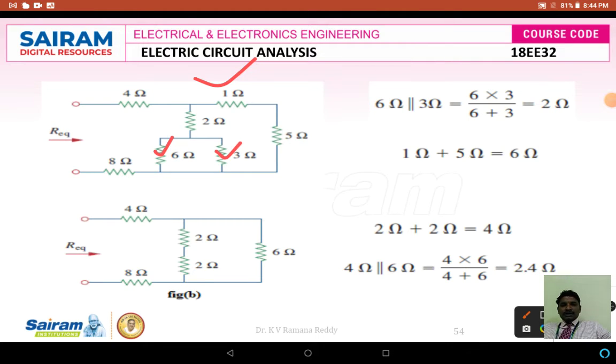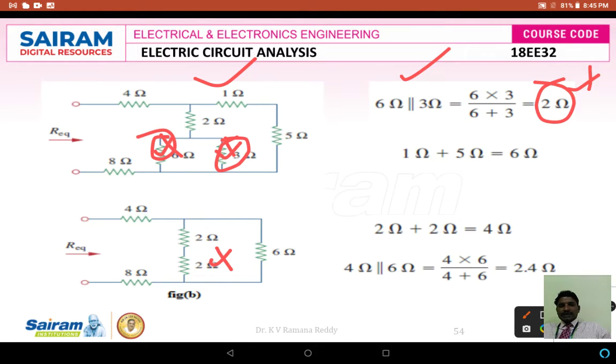Therefore, the equivalent resistance when the resistors are connected in parallel, like 6 ohms and 3 ohms, is 6 into 3 divided by 6 plus 3, it becomes 2 ohms. 18 divided by 9: 9 ones are 9, 9 twos are 18. So the equivalent resistance is 2 ohms. Now I am going to replace this 6 ohm and 3 ohm resistor with a 2 ohm resistor. This is the way I am reducing the complexity. Instead of the two resistors, 6 ohm and 3 ohms, I am replacing them by a 2 ohm resistor.